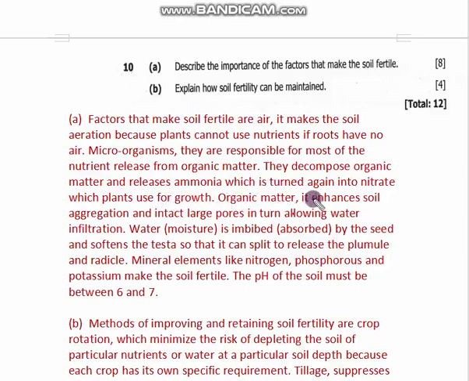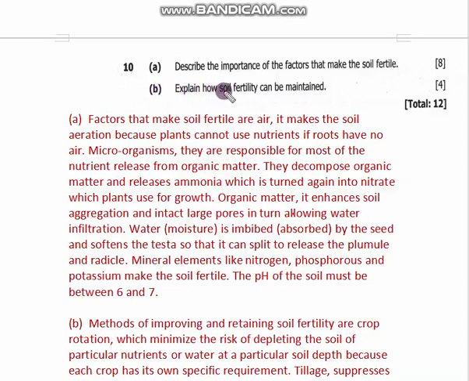Organic matter enhances soil aggregation and intact large pores, in turn allowing water infiltration. Water or moisture is absorbed by the seed and softens the testa so that it can split to release the plumule and the radicle. Mineral elements like nitrogen, phosphorus, and potassium make the soil fertile. The pH of the soil must be between 6 and 7. That is question A.